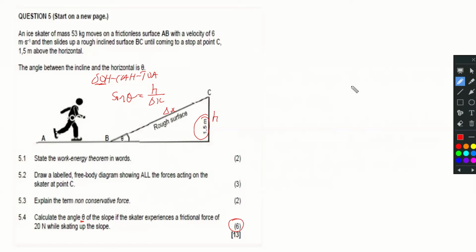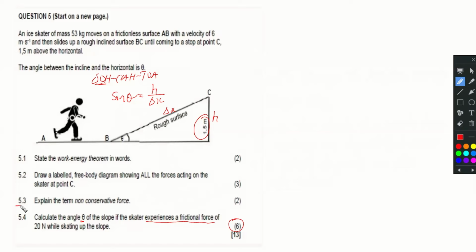Okay, so now let's start with that. Obviously, here we understand that we must use energy principles, right? So how do we choose an energy principle? From here, we can see that they're talking about the skater experiencing frictional force. And then from up here, we were asked to define non-conservative force. Now, usually when I answer these questions, I view this as more like the hint from an examiner to say that use this kind of formula.